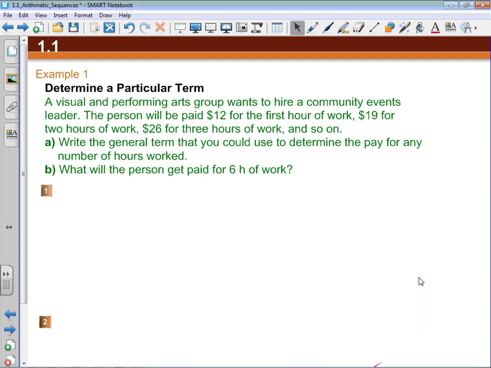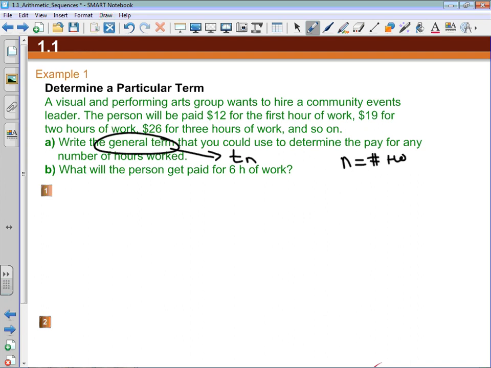Okay, this is example 1 from 1.1 in Math 20-1, and it's just talking about a sequence. It says that the person will be paid $12 for the first hour, $19 for 2 hours of work, sorry, $26 for 3 hours of work, and so on.